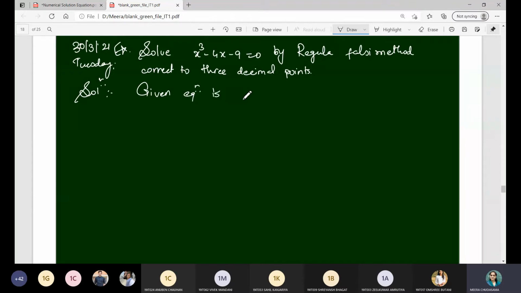The given equation is x cube minus 4x minus 9 equal to 0. In that case, we consider the left hand side as a function, that is x cube minus 4x minus 9. First of all, being a polynomial, this function is continuous everywhere, so the first condition is satisfied. The second condition is that we have to find two points where at one point the function is negative and at the other the function is positive. So let us find this interval x0 and x1.